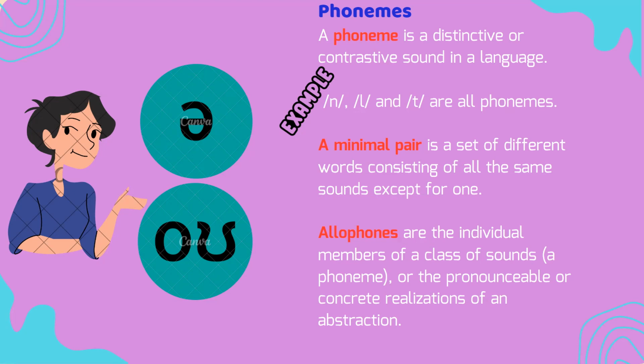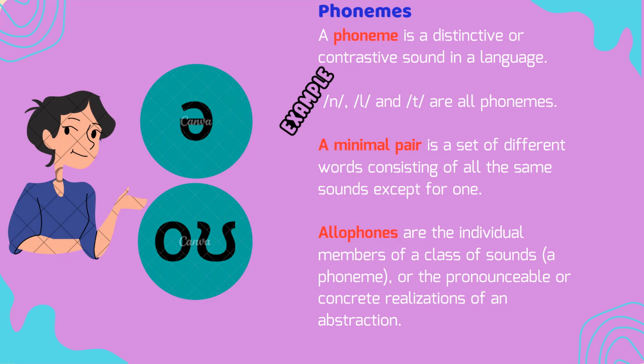The phonemes of a language are determined by means of what are called minimal pairs. A minimal pair is a set of different words consisting of all the same sounds except for one. And the one sound which contrasts is then determined to be a phoneme.